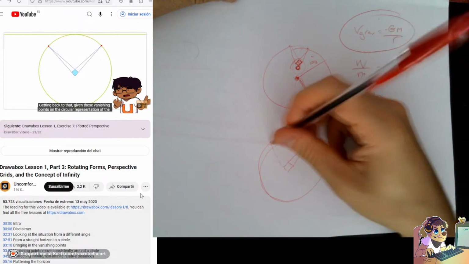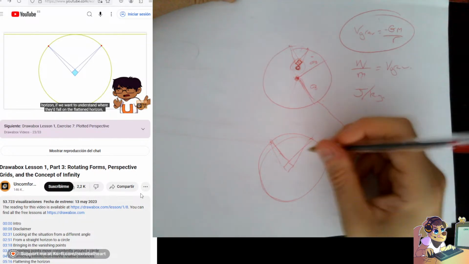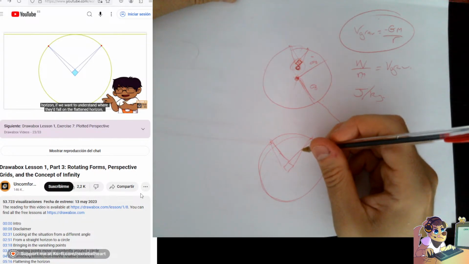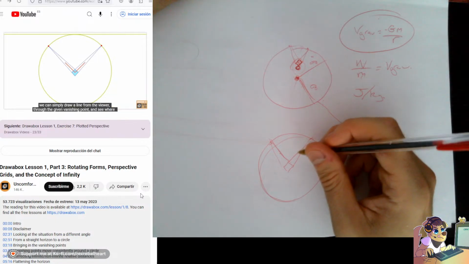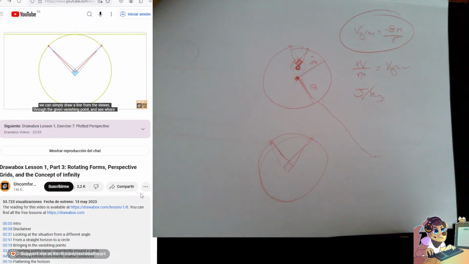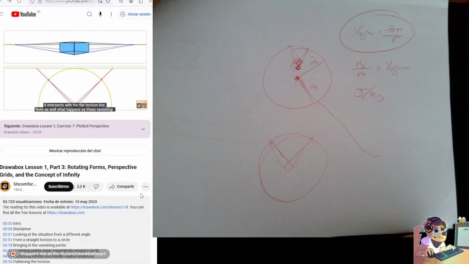These points on the circular representation of the horizon are the vanishing points. If we want to understand where they'd fall on the flattened horizon, we can simply draw a line from the viewer through the given vanishing point and see where it intersects with the flat horizon line. Note as well what happens as these vanishing points slide along the circle, and how it impacts their positioning along the flat horizon line.